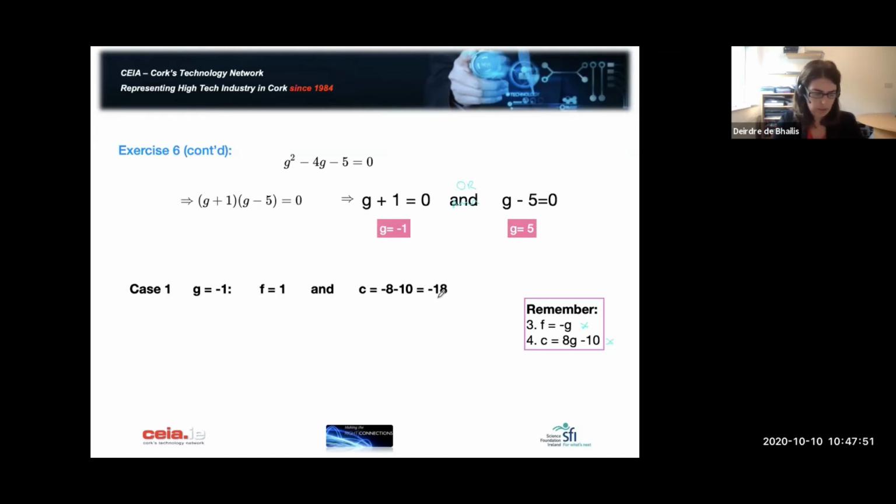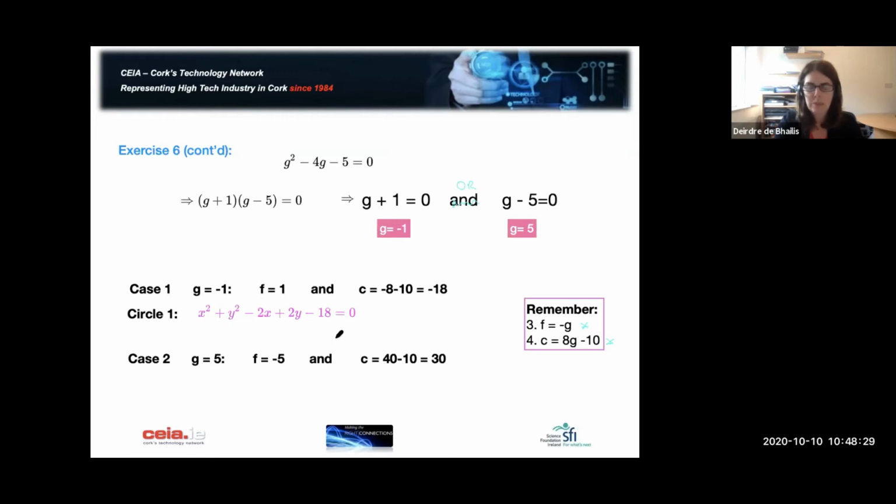So we need to take our general equation for a circle, and we'll get x squared plus y squared minus 2x plus 2y minus 18. And that's the first circle. Then we work out case 2. Case 2, g is equal to 5. Therefore, f is going to be equal to minus 5, and c will be 30.